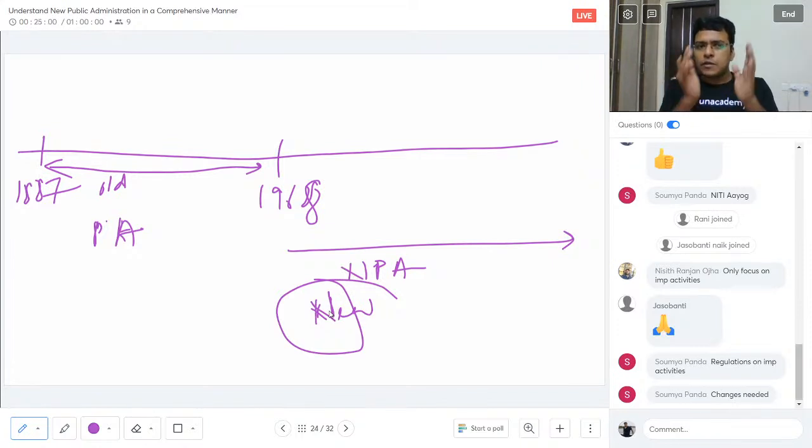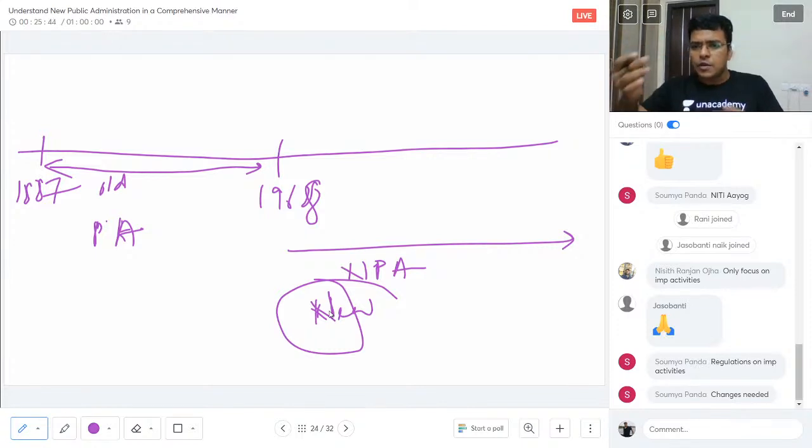The old public administration, which continued from 1887 to 1968, could not solve the problems of society, because it is the duty and responsibility of public administration to solve the problems of society and bring a better society where everything will be fine. But old administration was not successful in giving that to society. So there was resentment, and new public administration emerged rejecting the old public administration. This is the concept. Just understand.